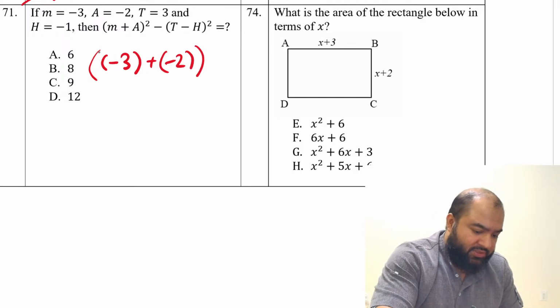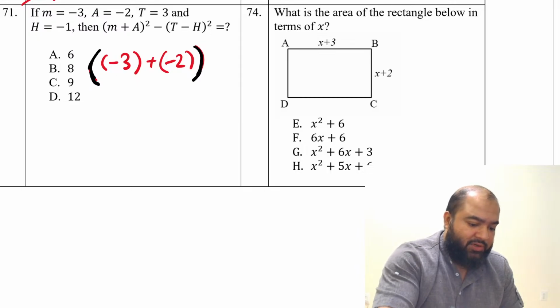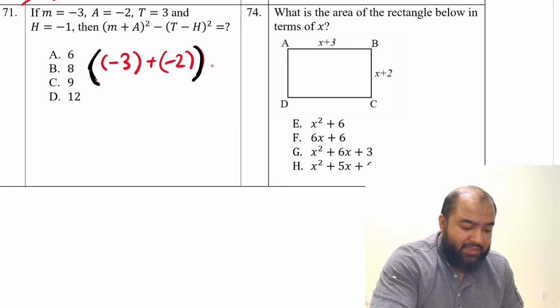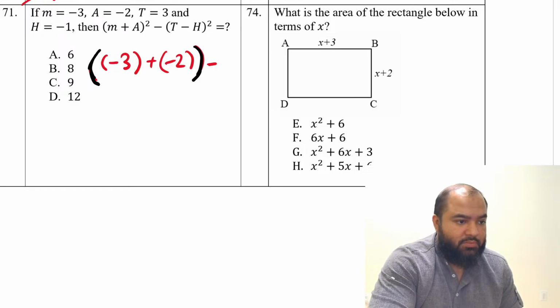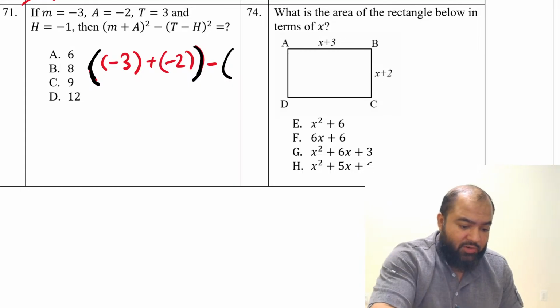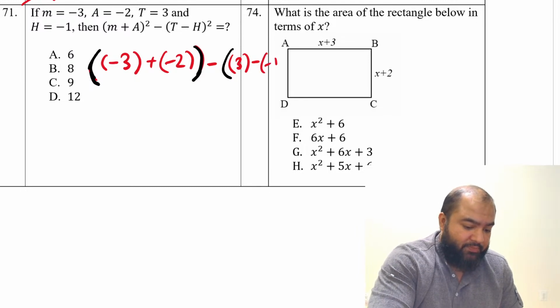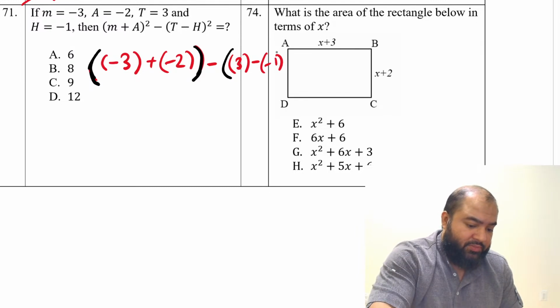Remember, there are two types of parentheses. One is this one, the big one, and one internal, inside one, right? Then I have a minus. Do the same thing on the other. I'm going to start with the bigger parentheses and the smaller ones. For T, I'm going to use 3 minus. For H, we're going to use -1. And I'm going to close the big parentheses.